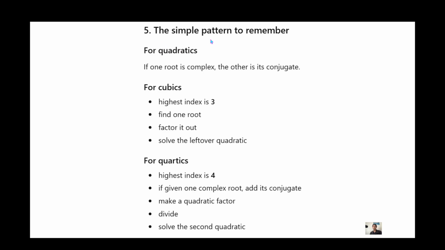The simple pattern to remember: for quadratics, if one root is complex, the other is its conjugate. For cubics, the highest index is 3. Find one root, factor that root out, and solve the leftover quadratic using the quadratic formula. For quartics, the highest index is 4. If given one complex root, add its conjugate. Make a quadratic factor. Divide. Solve the second quadratic.